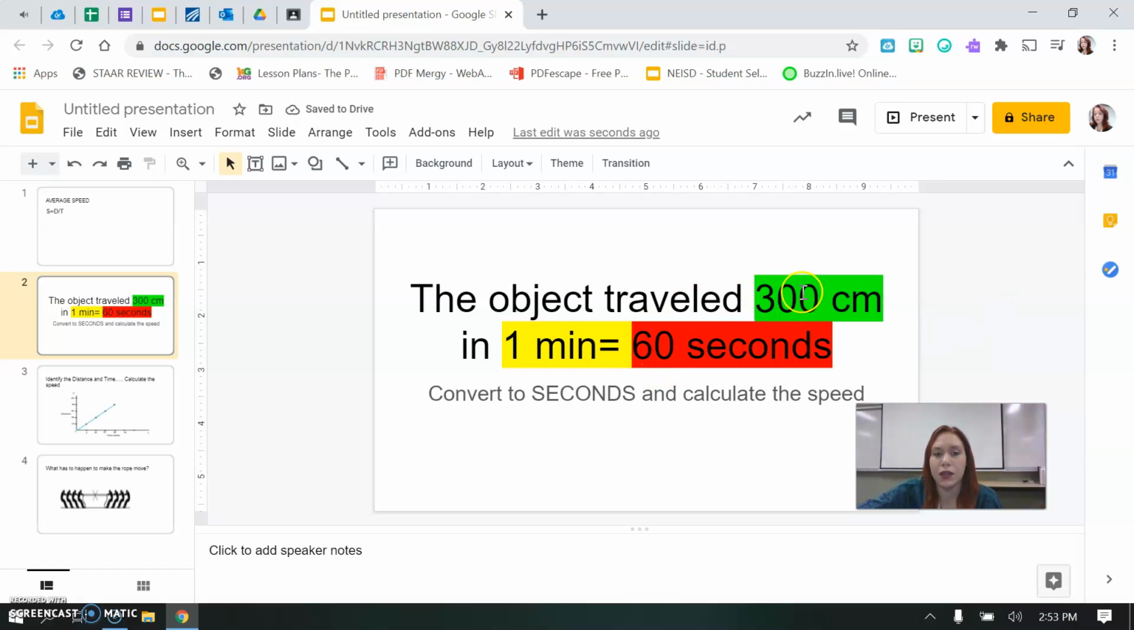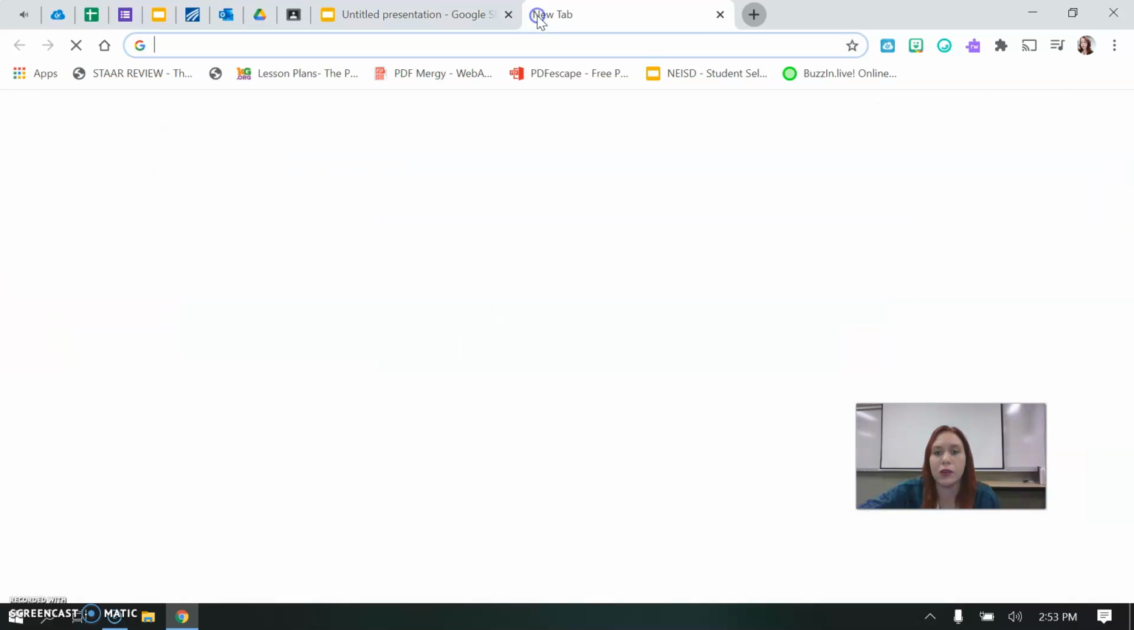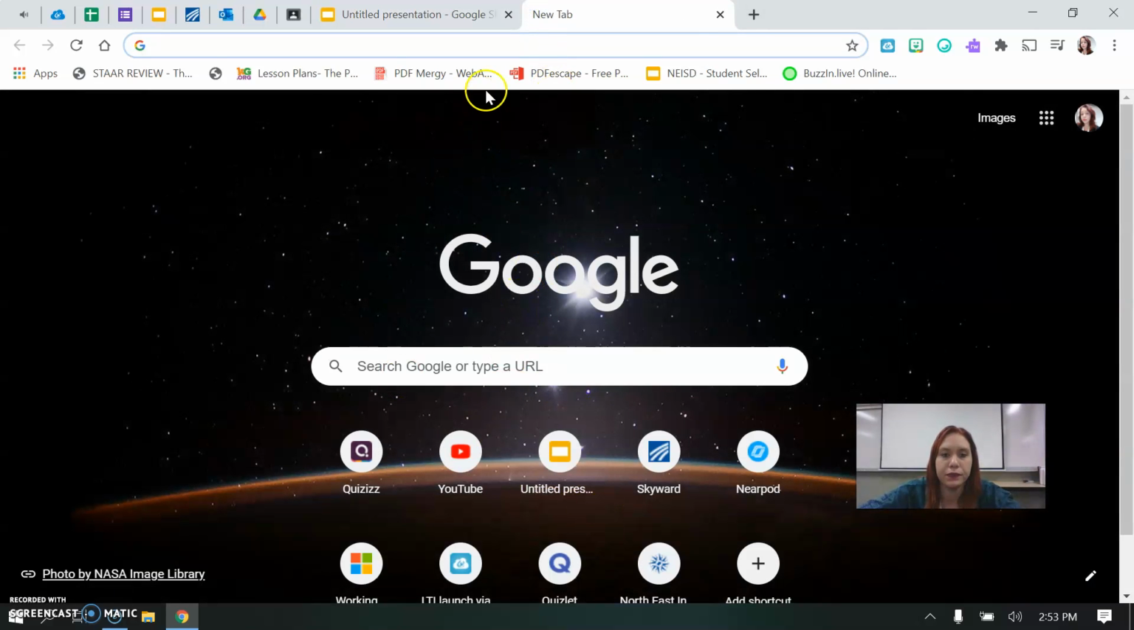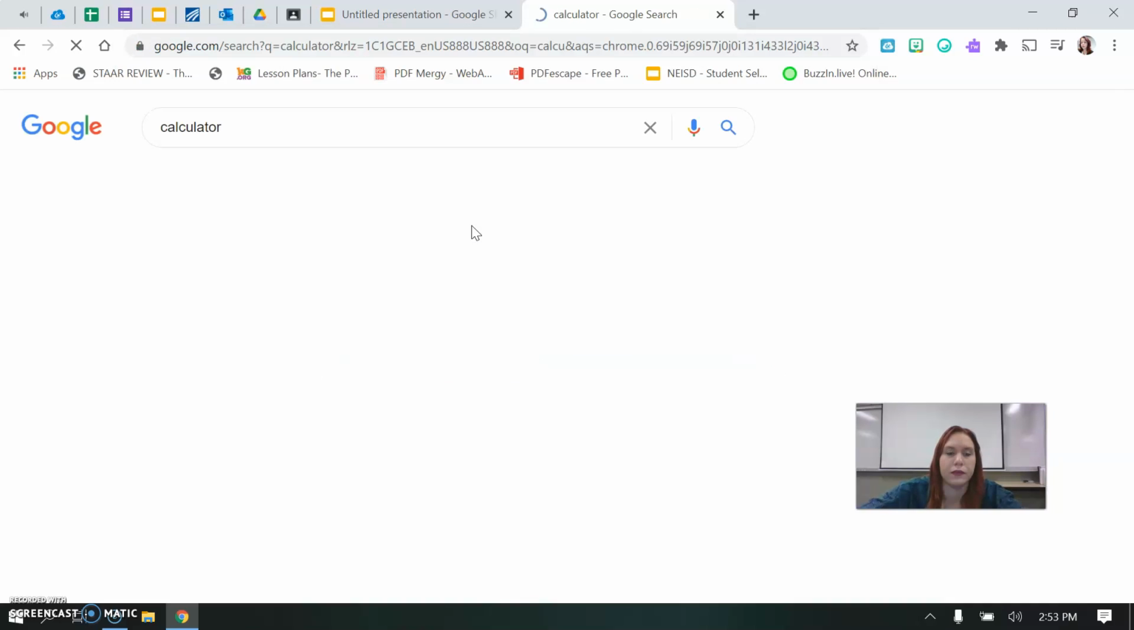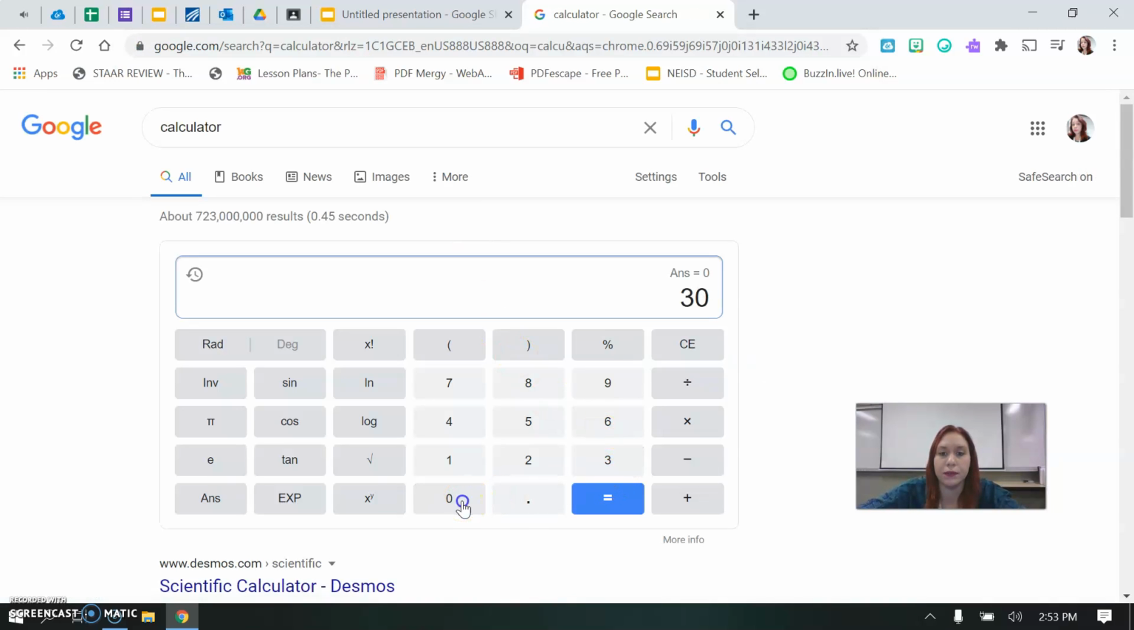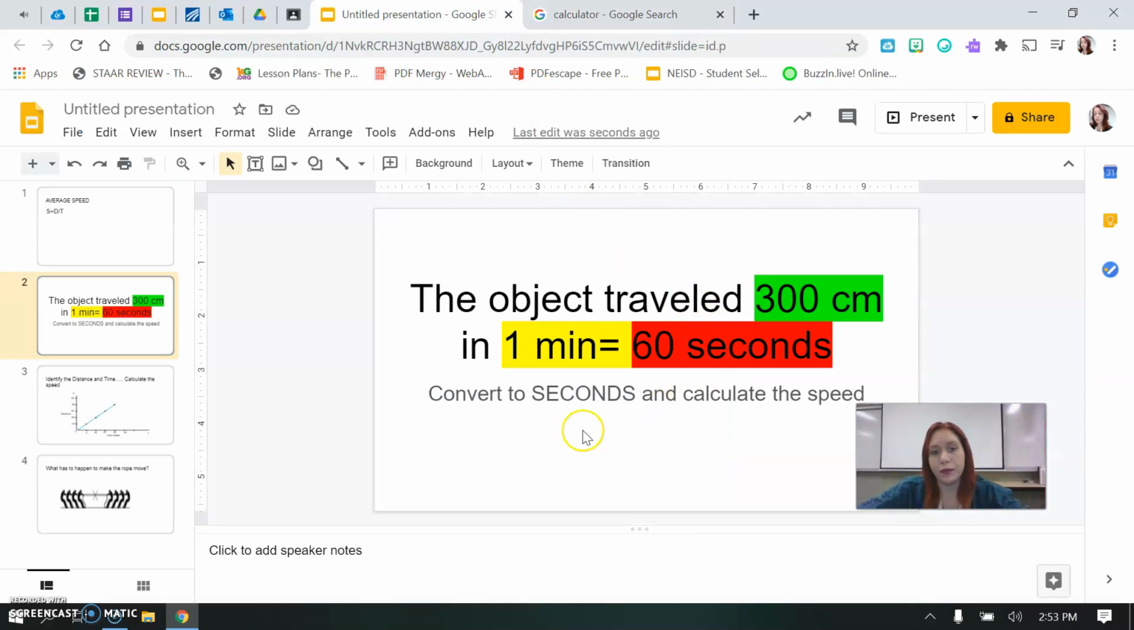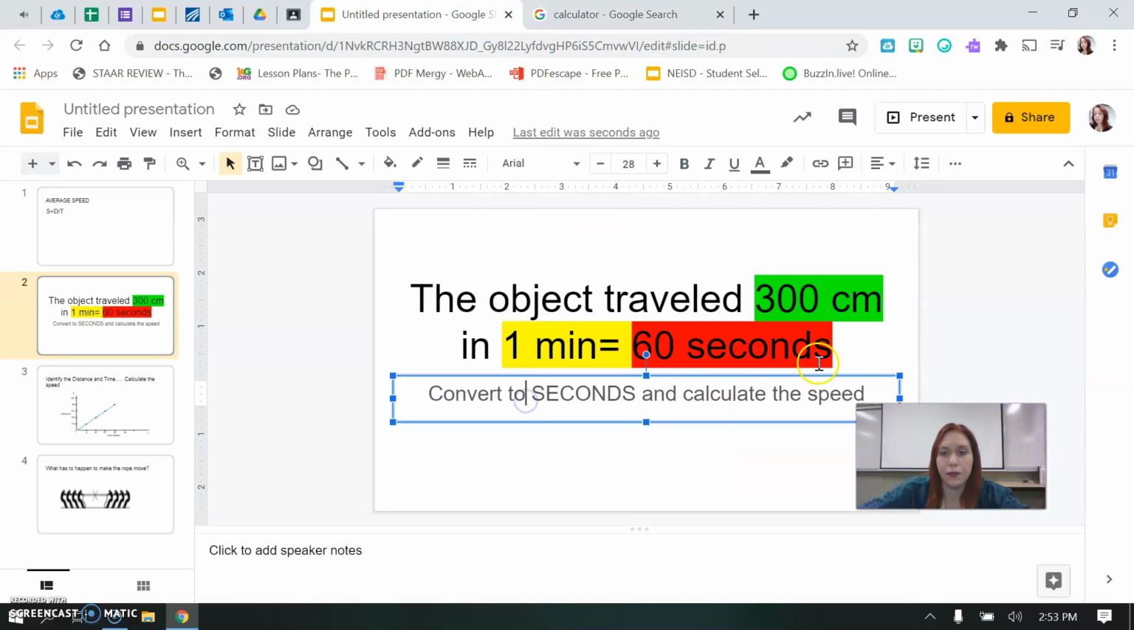So instead of taking the 300 and dividing it by 1, you're going to convert the minutes to seconds. So it'd be 300 divided by 60. Get your calculator, take your 300 and divide it by your 60 seconds, your 1 minute. And that'll give you an answer of 5. So the speed for this object was 5 centimeters per second.